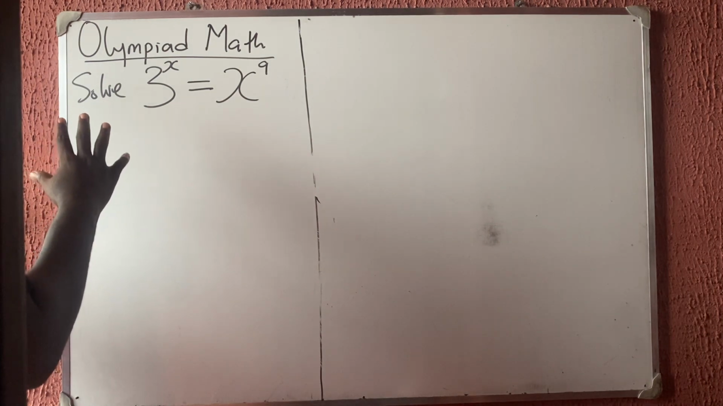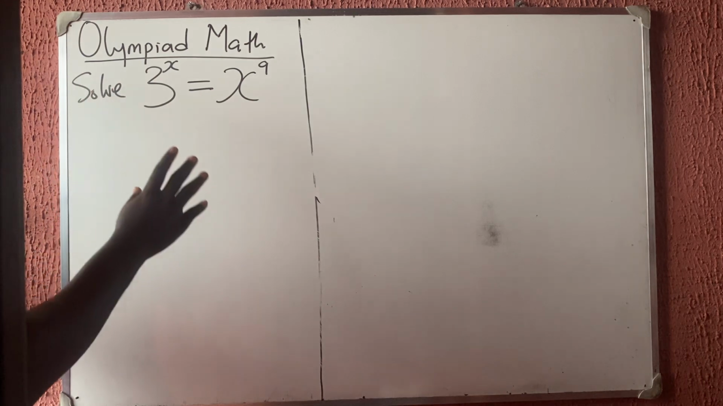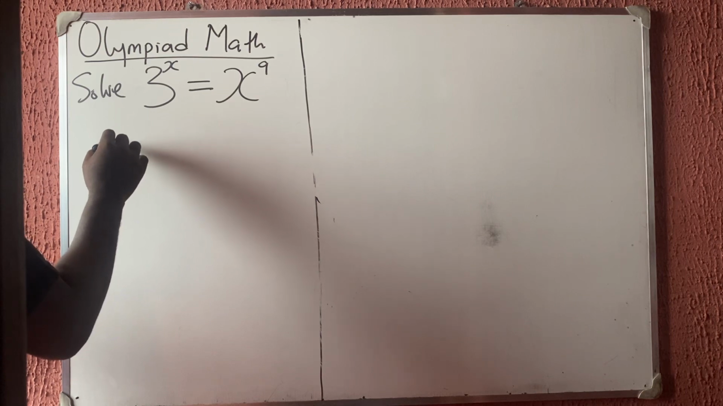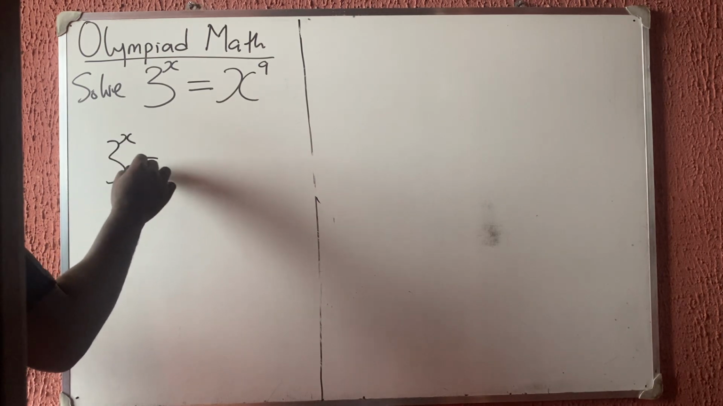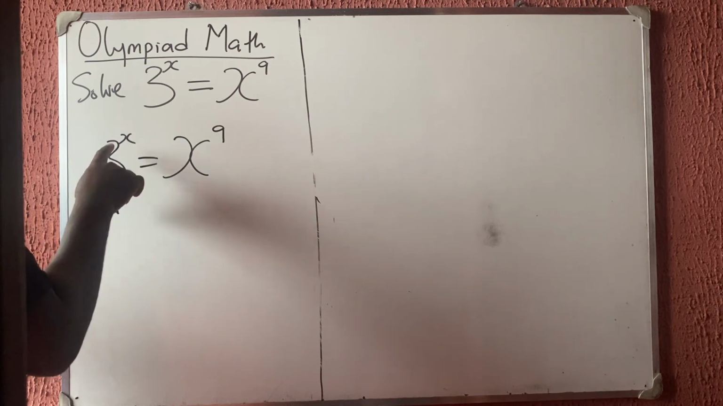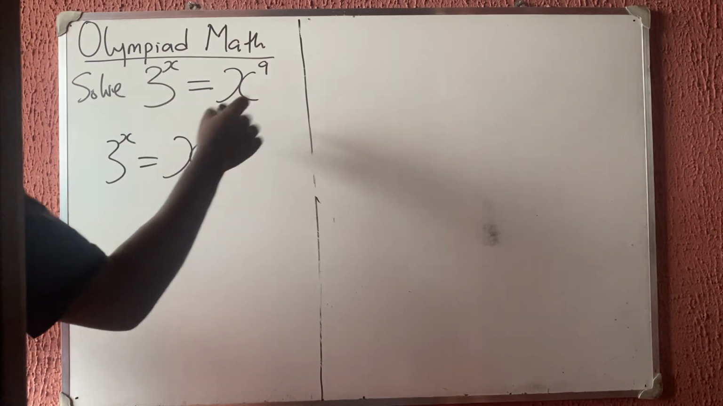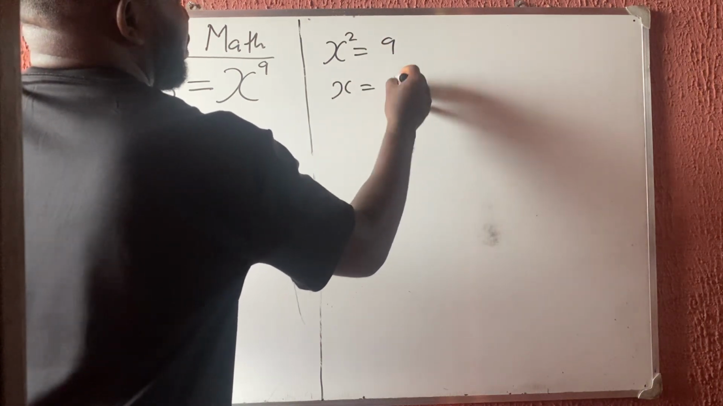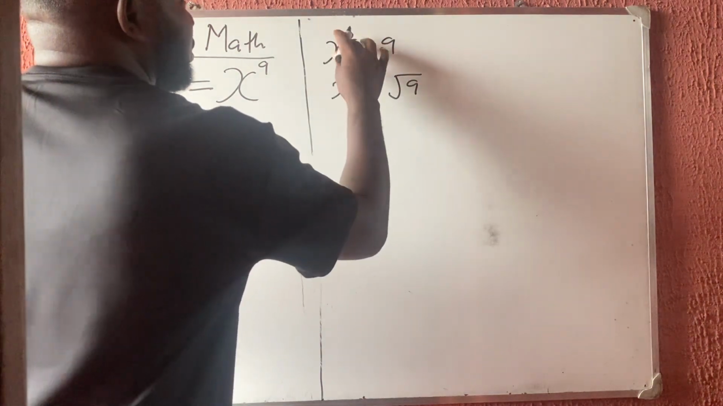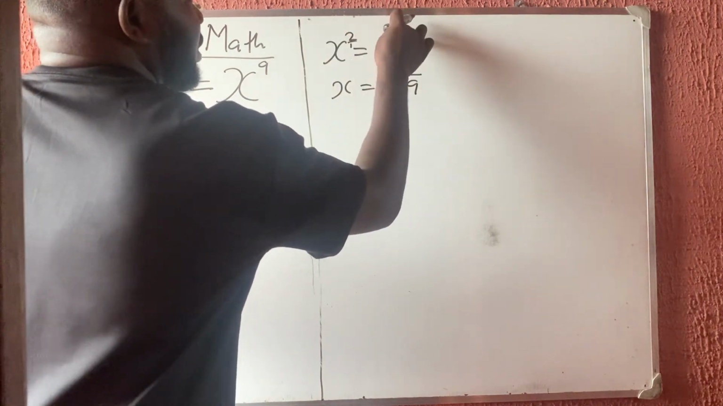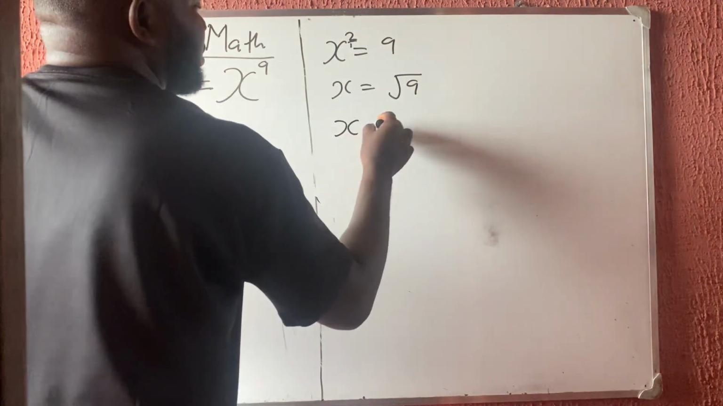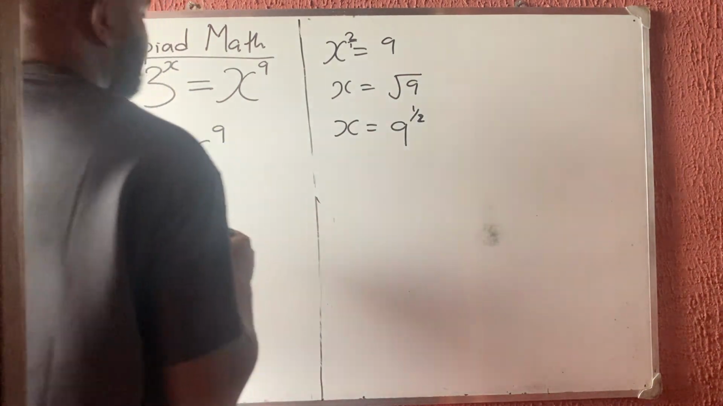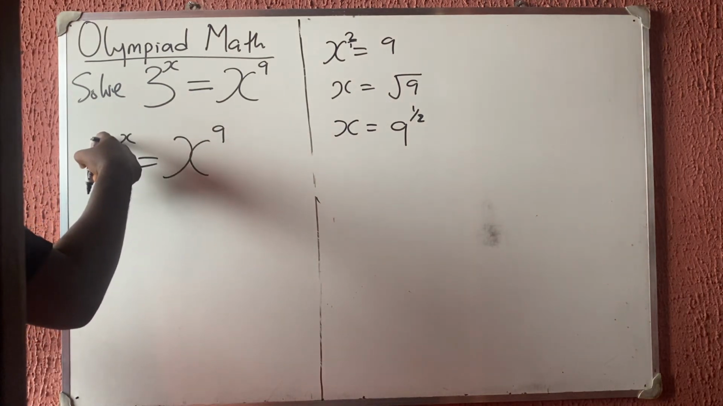First of all, let us take all the variables to one side and all the constants, or all the numbers, to one side. So now if I have 3 raised to power x is equal to x raised to power 9, you know that for this x to move to this side, like we always do, if x squared is equal to 9, then x will now be the square root of 9. How do we get this square root? This is over 1. So if it is moving here, it becomes the reciprocal. So x is the same as saying 9 raised to power 1 over 2. Right? So now, which means if this one is going here, it becomes 1 over 2.